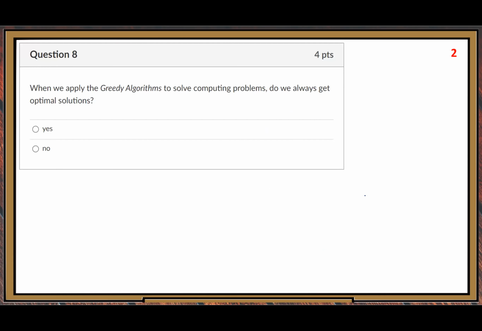All right, next, question number 8. When we apply greedy algorithms to solve computing problems, do we always get an optimal solution? The answer is no. This question is not hard, but I like to explain a little bit. Many problem solvers tend to use greedy thinking.